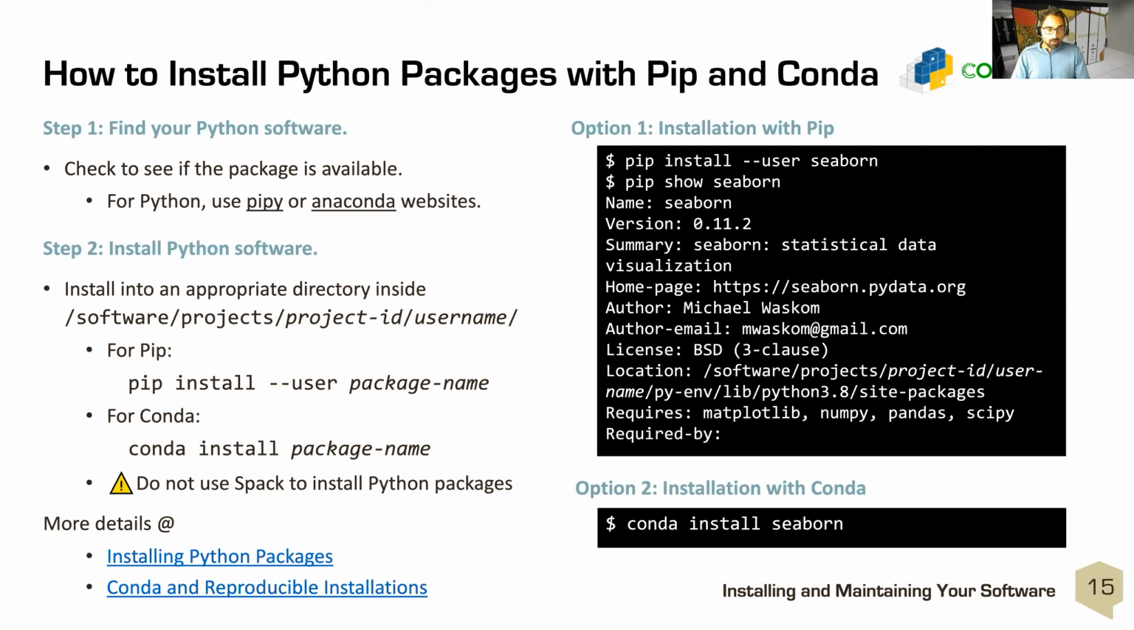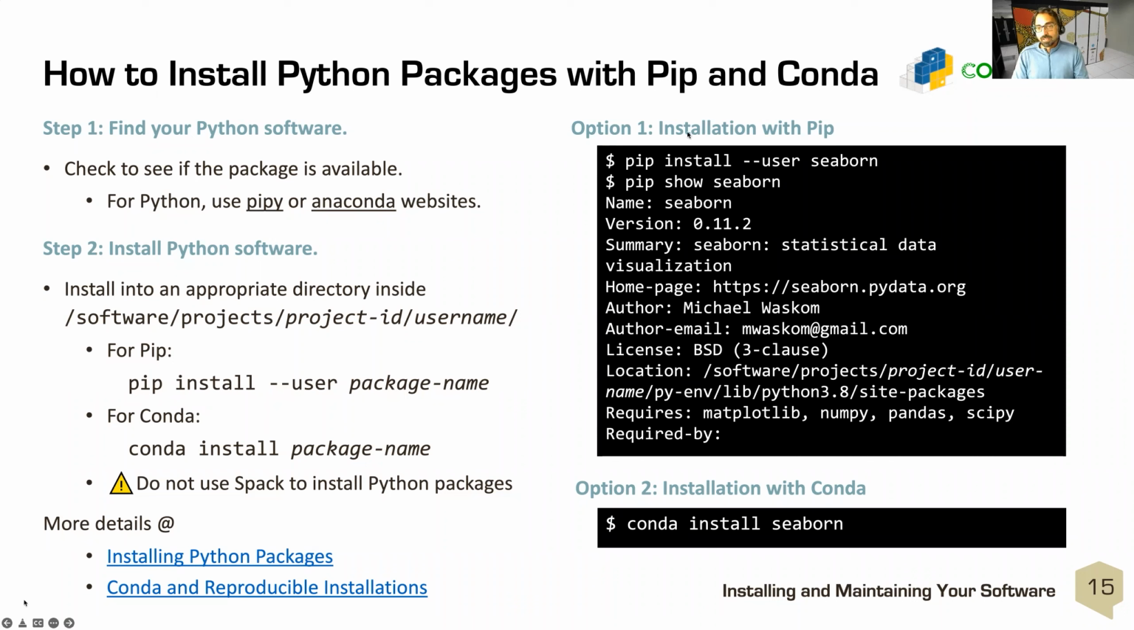To install software with pip, it would be pip install. You put in --user, so it installs in your software project's user space, and then the package name. And then Conda would be something similar. Again, just to reiterate, do not use Spack to install Python packages or interpreted language packages. Pip and Conda are better suited to this purpose.